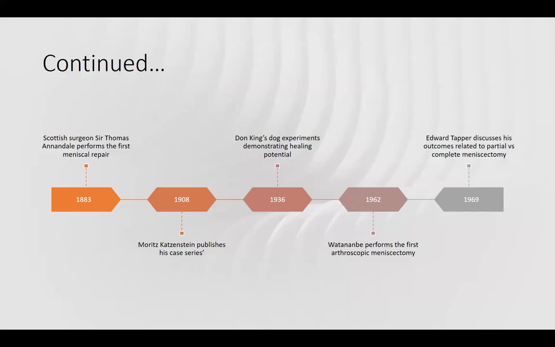In the early 1900s, Kattenstein publishes his results pertaining to meniscal repair and radical resection, noting that in his albeit small cohort of patients, the repair group overall seemed to fare better, while those who underwent radical meniscectomy often suffered from pain and varus deformity at late follow-up. In 1936, John King discussed the healing potential of peripheral meniscal tears in a series of experiments on dogs. In 1962, Masaki Watanabe performs the first arthroscopic partial meniscectomy, believed to be the first partial meniscectomy.